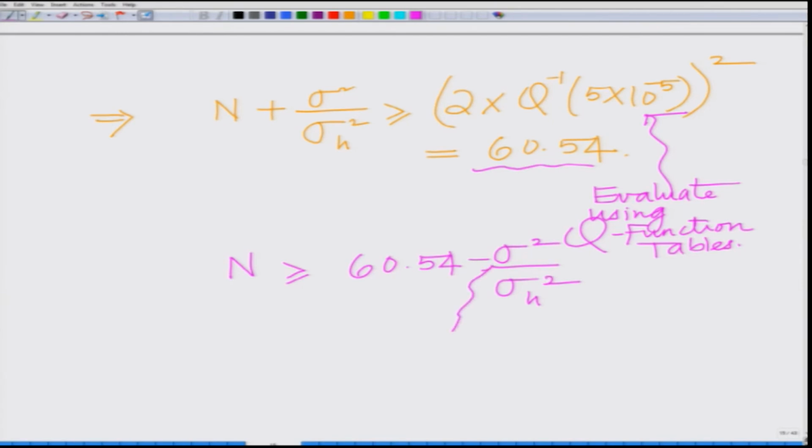And what is sigma square? Let us remind you once again, sigma square equals the variance of noise, and sigma h square is the prior variance of the parameter.